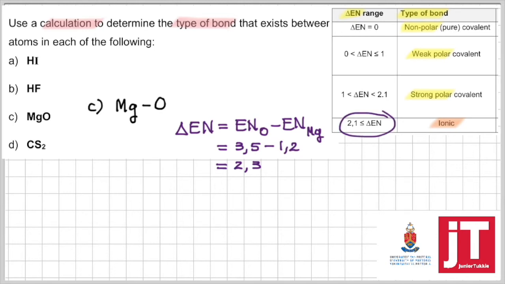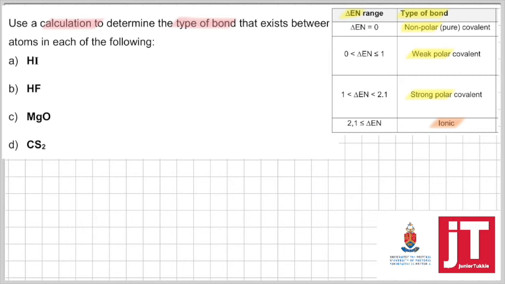2,3 is bigger than 2,1. So here we are not dealing with a covalent bond at all. Instead, we are dealing with an ionic bond. In this case, magnesium will donate its electrons to oxygen, so that magnesium forms the magnesium 2 plus ion, and oxygen forms the oxygen 2 minus ion. These ions will attract to form the magnesium oxide ionic crystal lattice.